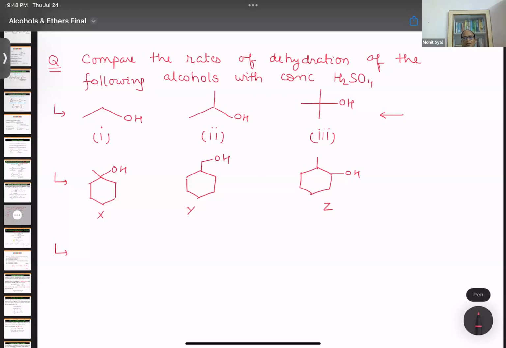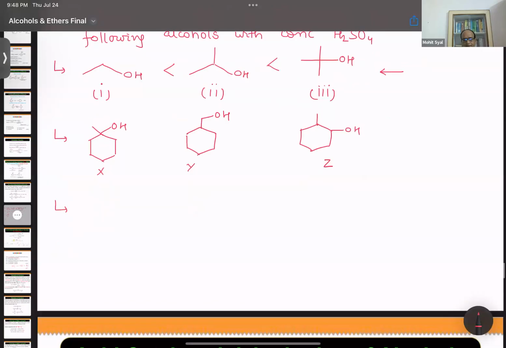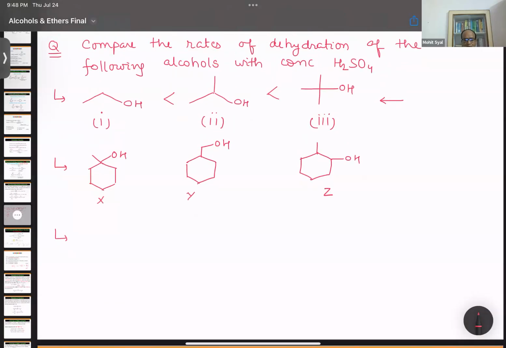Yeah, Ibrahim. Yes, tertiary is going to be maximum because that is going to form the cation most easily, followed by the secondary alcohol and followed by the primary. Yeah, correct. Absolutely correct. So the same thing you can apply here also in the next part.